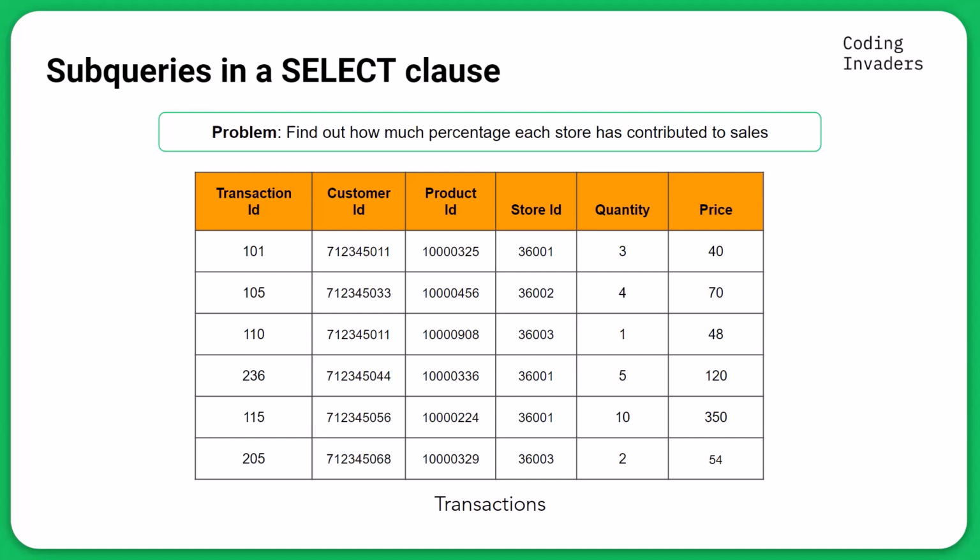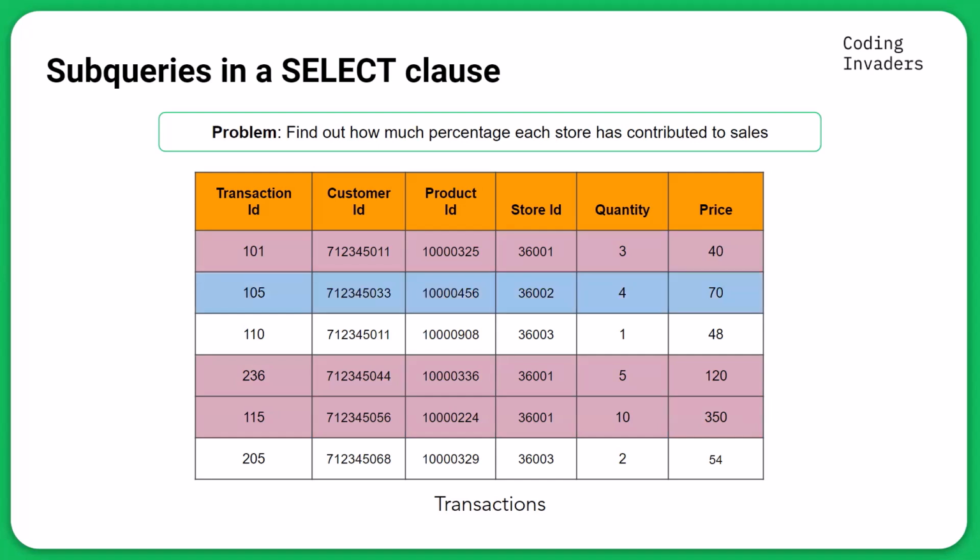Now our problem is we need to find out how much percentage each store has contributed to sales. So notice here we need to find for each store. That is, we need to group by the store ID. So let us take the first store ID, that is 36001. So in our table we have 3 records or 3 transactions of the store ID 36001. Each transaction has different quantities and different prices. Similarly, 36002 has only one transaction. 36003 store ID has 2 transactions.